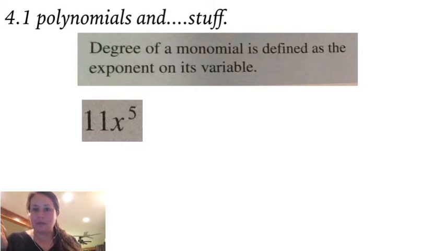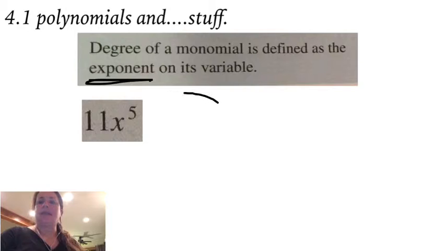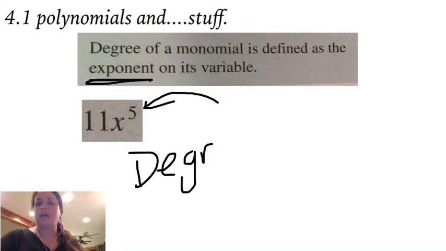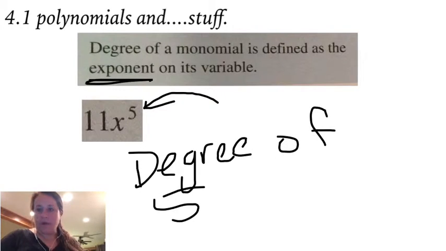So here's a monomial, one term. This says that the degree of a monomial is defined as the exponent on its variable. And so in this case, the exponent on its variable is 5. So this monomial has a degree of 5.